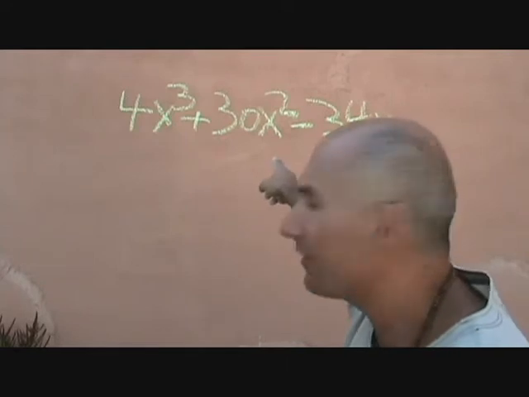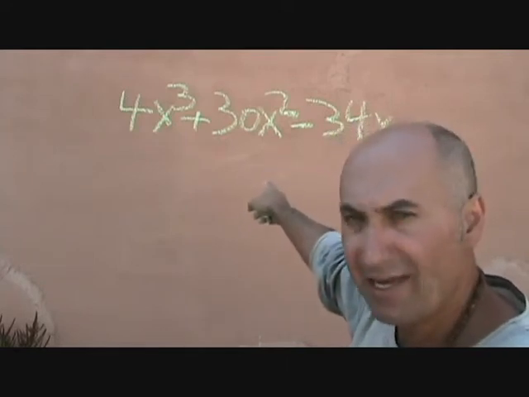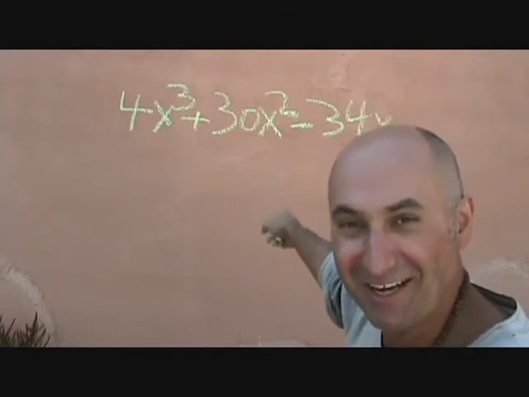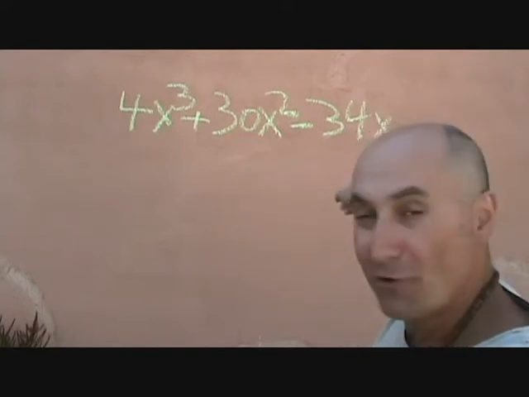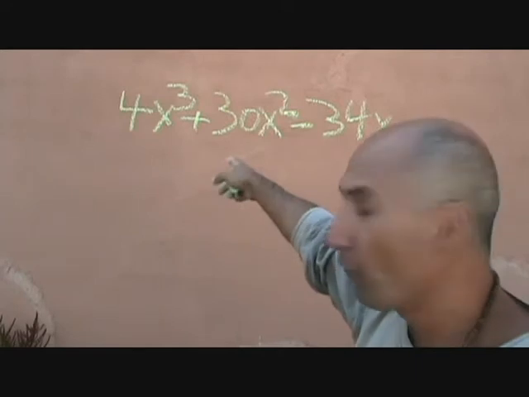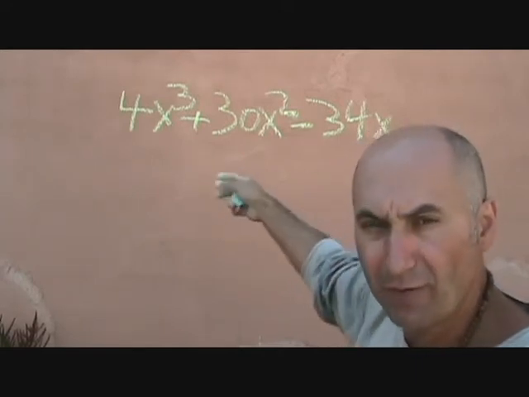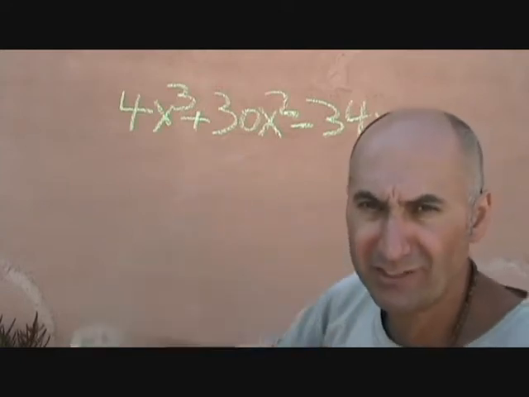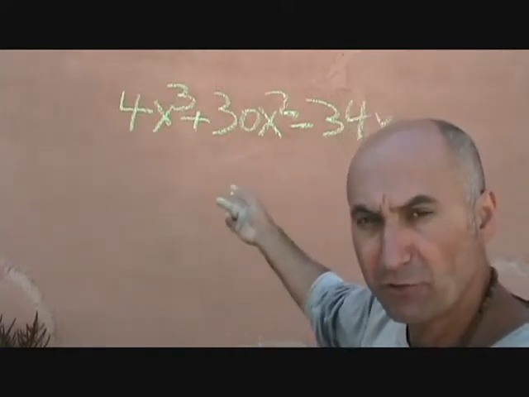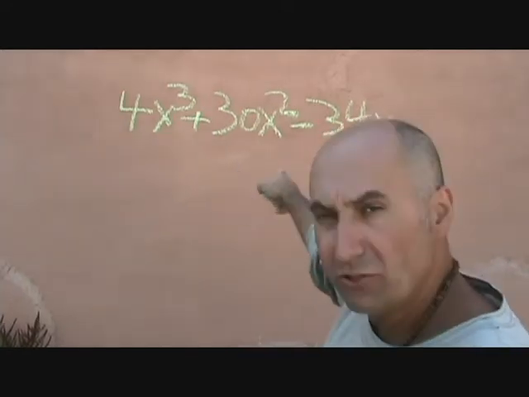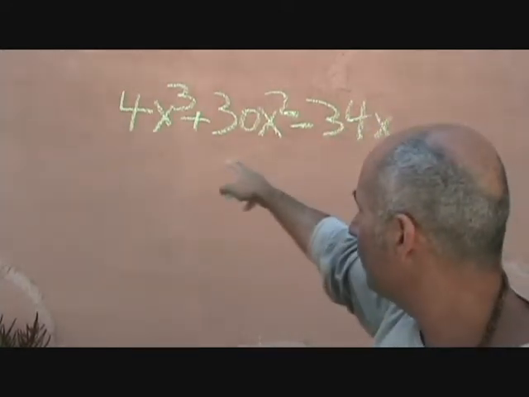Like 30, you can break down into 2 times 15, and 15 becomes 3 times 5, right? 34 becomes 2 times 17, and 4 becomes 2 times 2. So the commonality between all of them is just the prime number 2. If there were 2 prime numbers common between all of them, you could take that out as well, right? So the GCF coming out of that is going to be 2x.